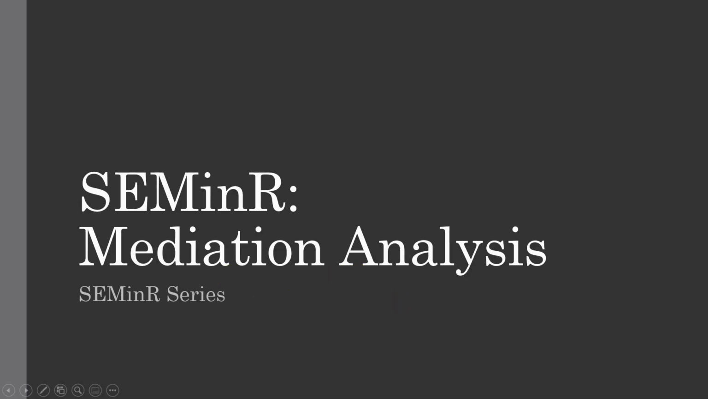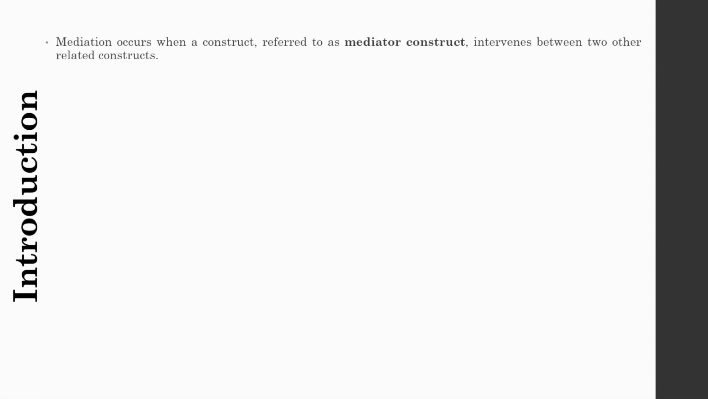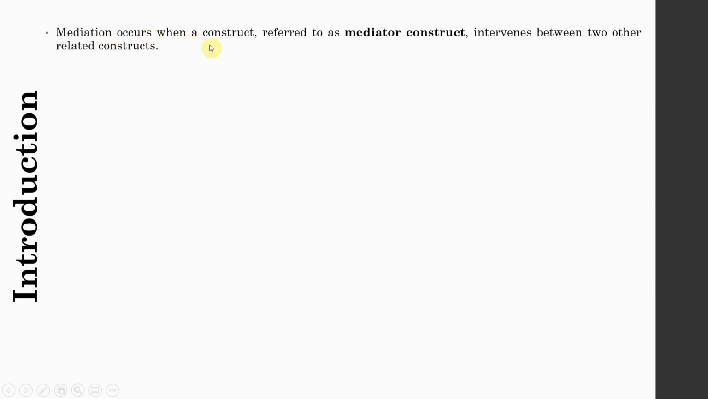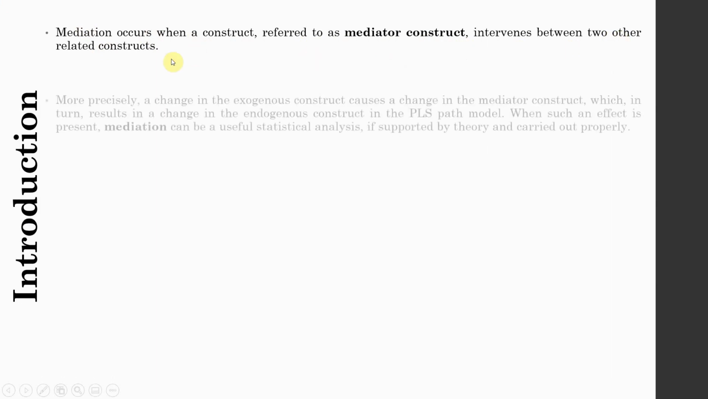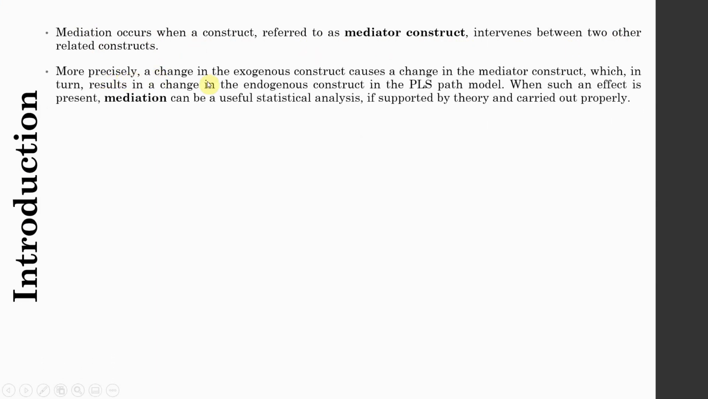Mediation Analysis. Introduction. Mediation occurs when a construct referred to as your mediator construct intervenes between two related constructs. More precisely, a change in the exogenous construct causes a change in the mediator construct, which in turn results in change in the endogenous construct in the PLS path model. When such an effect is present, mediation can be a useful statistical analysis if supported by theory and carried out properly.